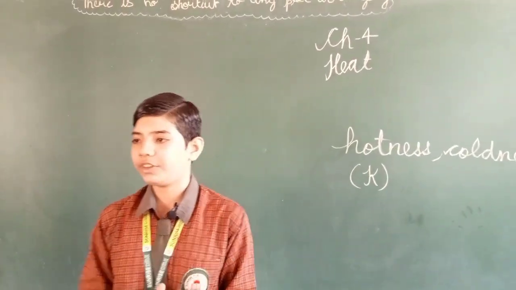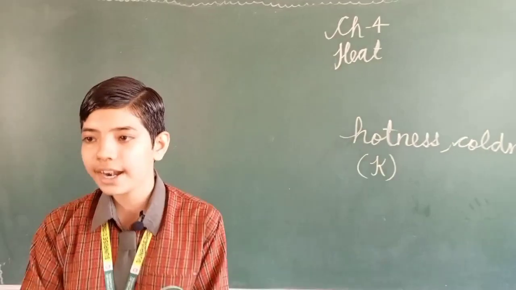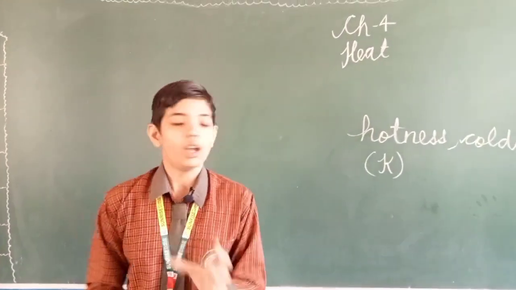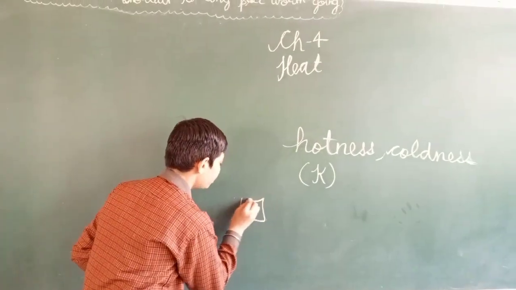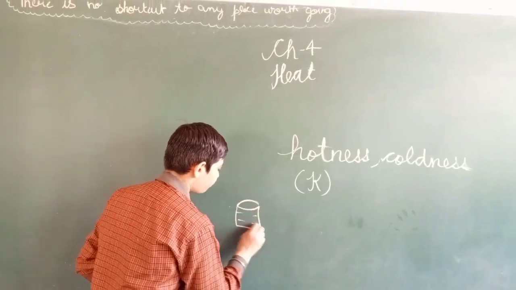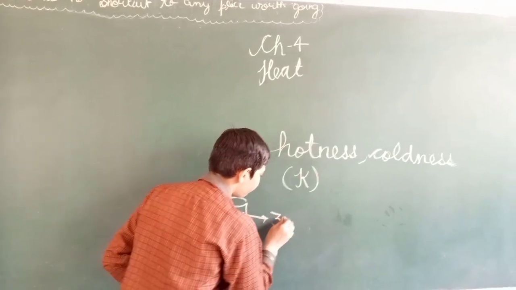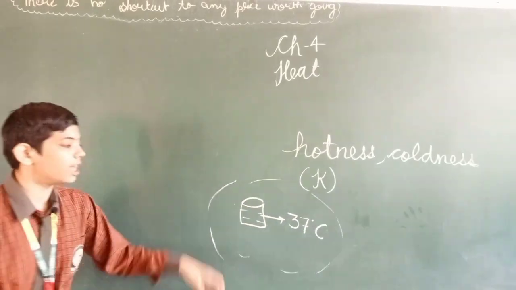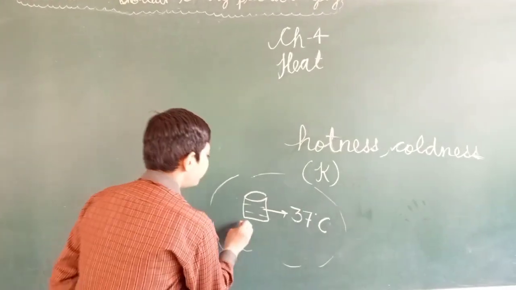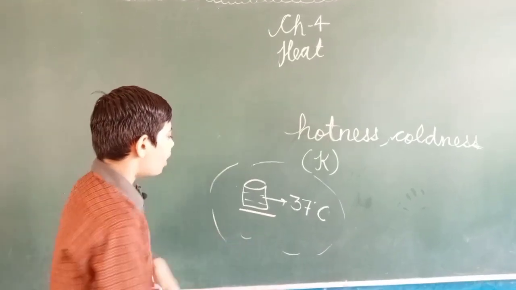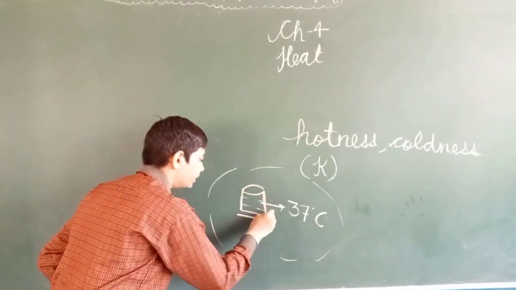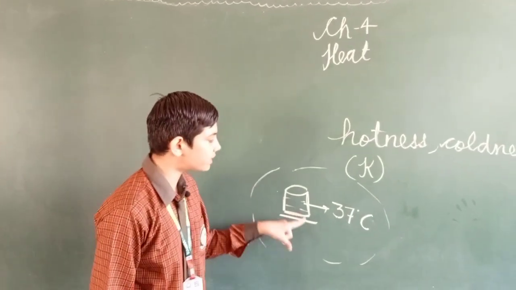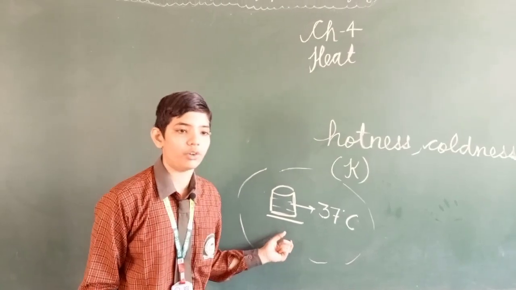Now I told in my definition that heat transfers from higher temperature to lower temperature. Now what does it mean? Suppose you have a glass full of water. Its temperature is 37 degrees Celsius, and its surrounding temperature is 40 degrees Celsius. After some time, you will observe that the glass temperature has increased and it becomes hot. Why? Because the surroundings' heat transferred to this glass. That's why its temperature is increased.